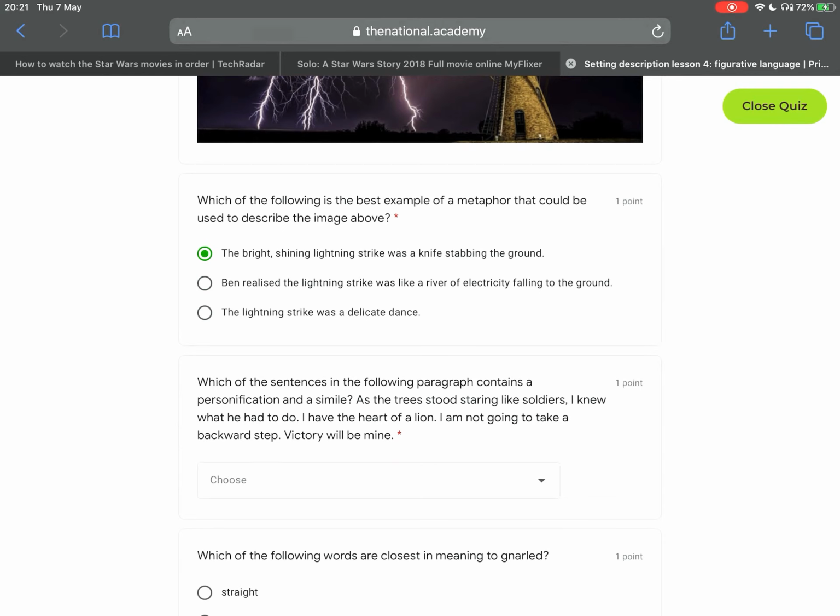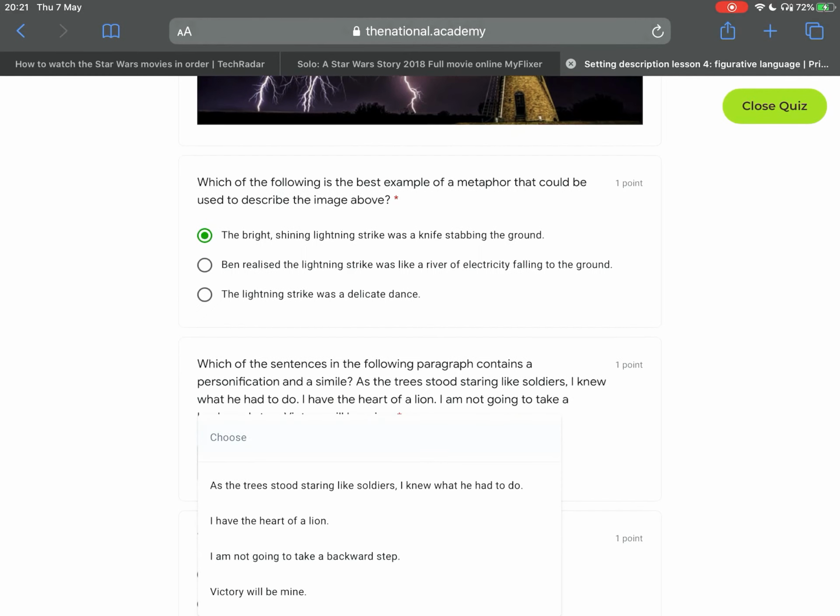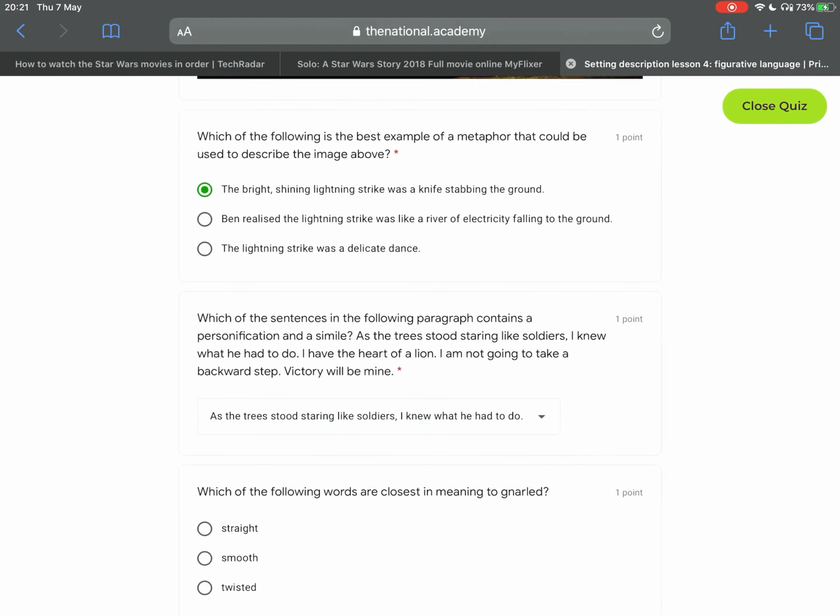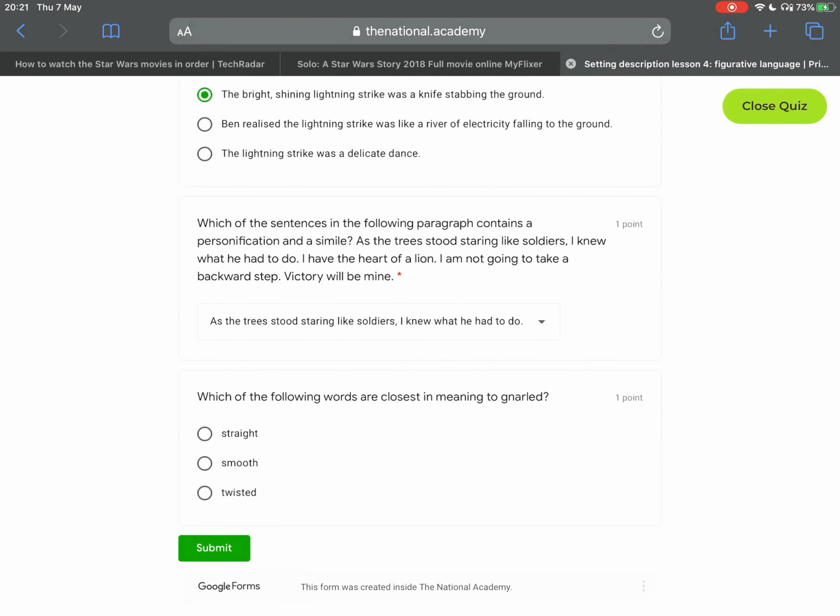Which of the sentences in the following paragraph contains a personification and a simile? As the trees stood like staring soldiers, I knew what he had to do. I have the heart of a lion. I'm not going to take a backward step. Victory will be mine. So which of the following contains a personification? That would be, as the trees stood like staring soldiers, I knew what he had to do.